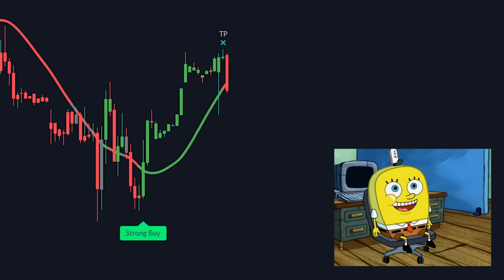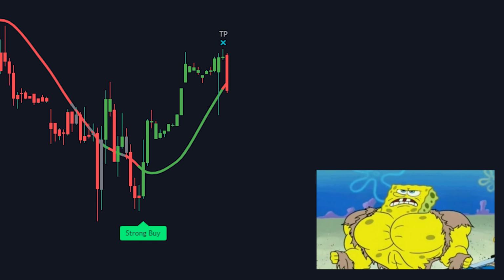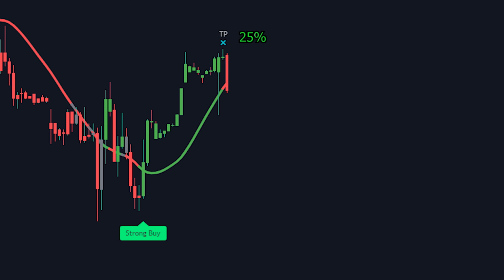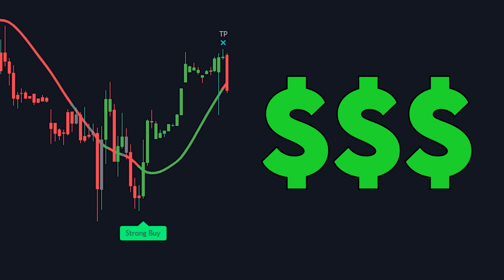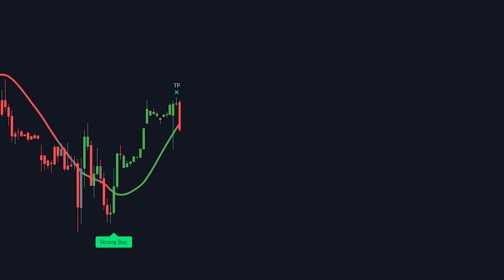So if you wanted to be on the safer side, you would sell 75% of your position at the first take profit mark. If you wanted to be a little on the riskier side, you would only sell 25% here and let the other portion ride. It really depends on the style of trader you are and what you're comfortable with, but just make sure you sell a certain percentage here for guaranteed profits. So we sell some of our position here and let the other half ride.